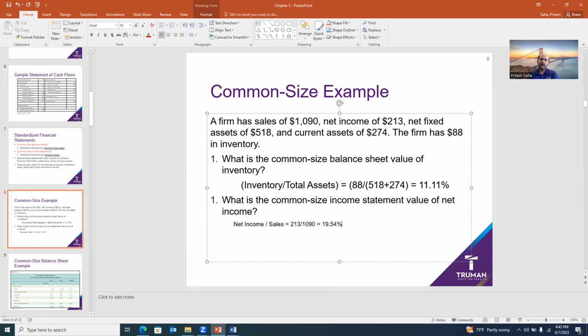So this is basically one year common sizing of inventory and net income. I'm explaining how the process should be done. In the next couple of slides, I'll talk about how to explain it if we have multiple years of common size statement values.